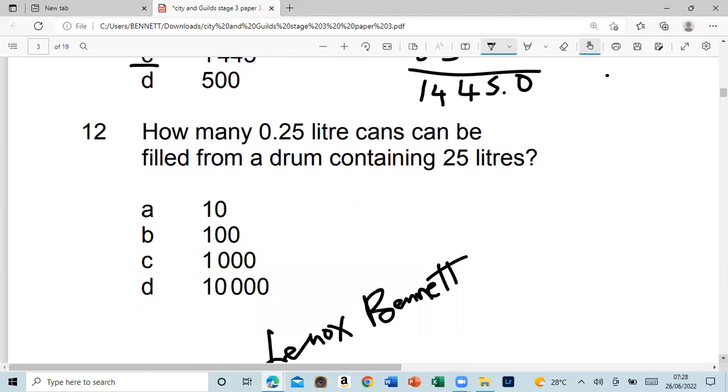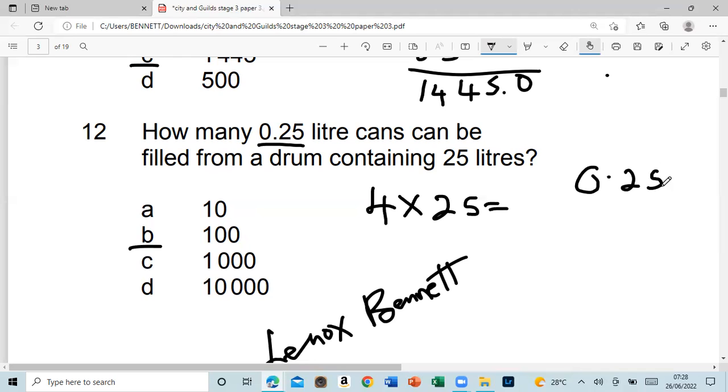How many 0.25 liters can be filled from a drum containing 25 liters? Now you can look at this two ways. Let me just try to explain it. If it does not sound right to you guys, think it out. First, I would say, how many 0.25 liters make 1? And that's 4. So in every one of these, it's 4. So it is 4 times 25, which gives me 100. Or if you want to show them say you're bright, and you just want to do this.